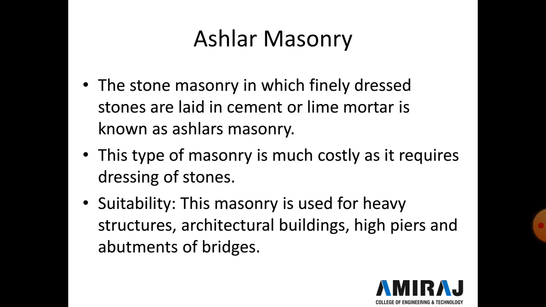Now next is ashlar masonry. The stone masonry in which finely dressed stones are laid in cement or lime mortar is known as ashlar masonry. In this masonry, the courses are of uniform height. All the joints are regular, thin, and have a uniform thickness. This type of masonry is much costlier, as it requires dressing of the stone, and it is very suitable for heavy structures, architectural buildings, high piers, and abutments of the building.